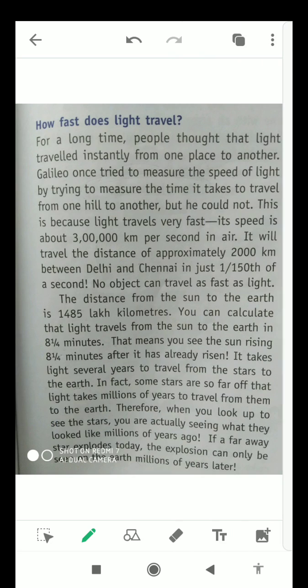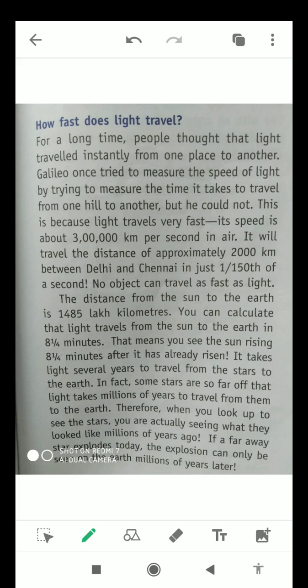Now next slide. In this slide we will talk about how fast light travels. Okay, for a long time people thought that light travels instantly from one place to another. Galileo Galilei was a scientist. He tried to measure the speed of light by trying to measure the time it takes to travel from one hill to another. But Galileo Galilei was unsuccessful, because light travels very fast.